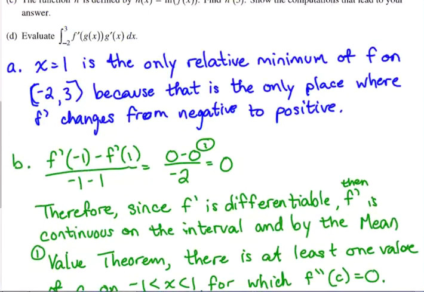Part D says evaluate the integral from -2 to 3 of f'(g(x)) times g'(x) dx. Okay, so don't get super overwhelmed by this because it looks crazy, but let's think about what we're looking at. I see derivatives inside of an integral. Okay, you see derivatives inside of an integral. So let's just think simple.